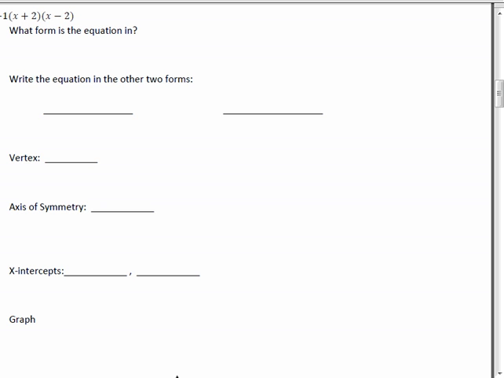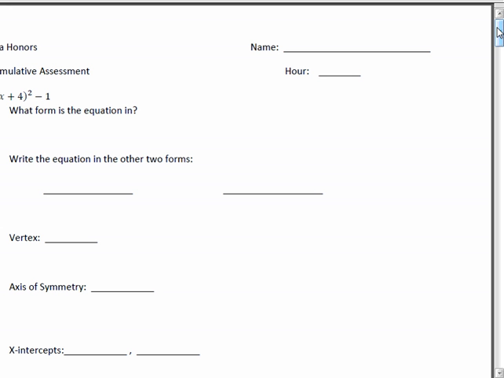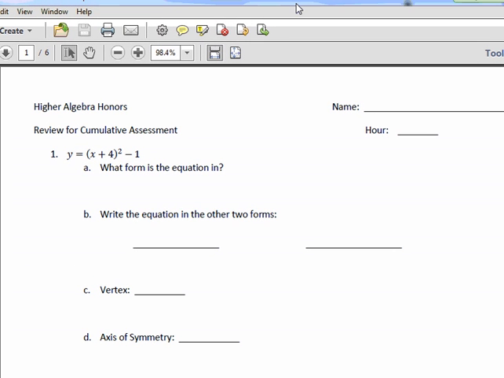It looks like this, and it says review for cumulative assessment on the top. That's your homework for tonight. Okay, this very first question, what form is it in now? What form is that in again? Vertex form. What are the other forms? General and factored.